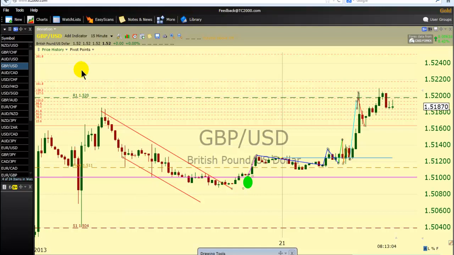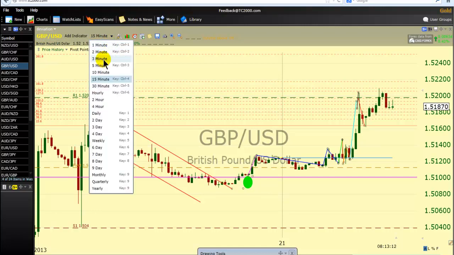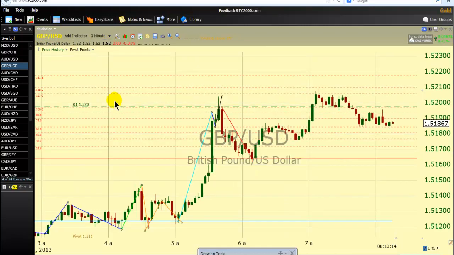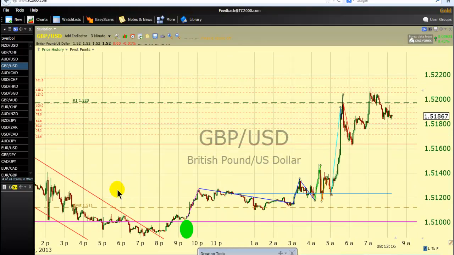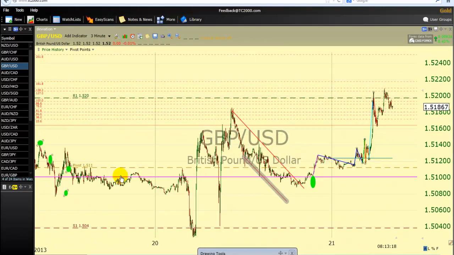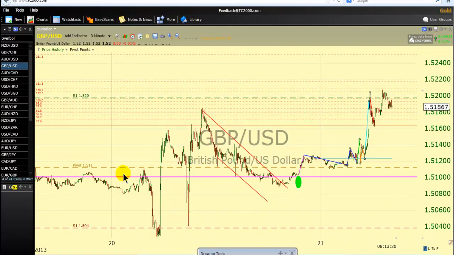So looking at the pound dollar currency pair, I'm going to go now to the 3-minute chart, my favorite time frame when I start trading fast. That's where I was stuck. I never look at another time frame. From my 3-minute chart, I see something very interesting here.